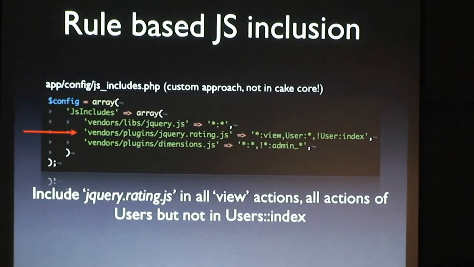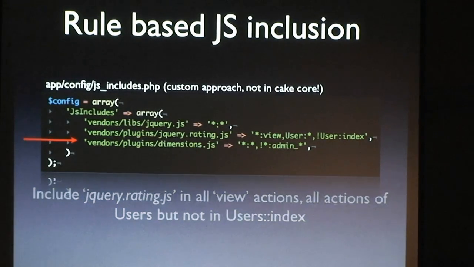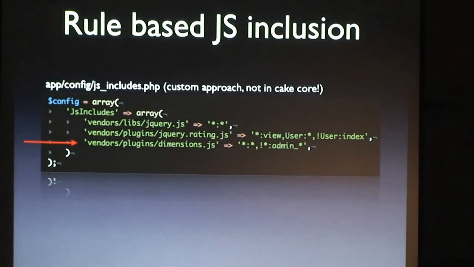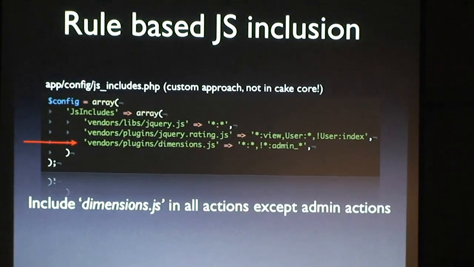This gives us a lot of flexibility, because now we have one central place where we can define what JavaScript files to include where. Same goes for the last example. We include dimensions.js in all actions except admin actions, because we don't need it there. And this is a simple system, and we can feel quite comfortable when we add new JavaScript files and need to distribute them amongst different views.